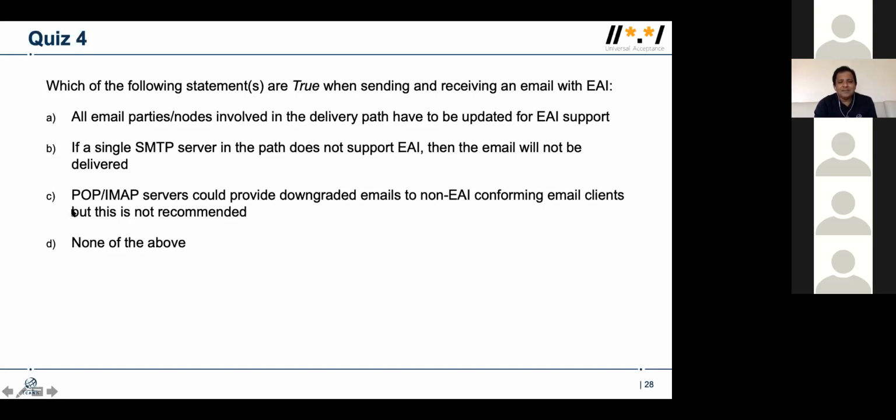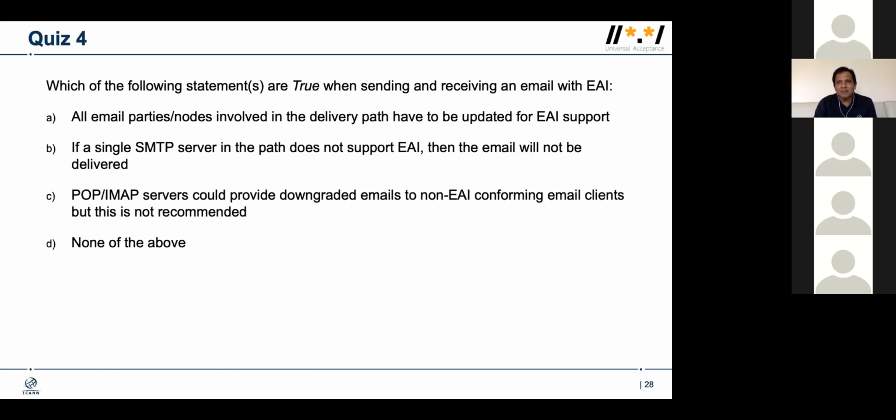And then if you look at C, POP and IMAP servers could provide downgraded emails to non-EAI conforming email clients, but this is not recommended. Actually, this part is right. POP and IMAP servers could provide a downgraded email to non-EAI conforming email clients. Here we are talking about MDA, the delivery, right? That is where we use POP and IMAP. So you can still give the client kind of a downgraded version. When I say downgraded version, basically, you don't consider the EAI stuff and it just sends it off.